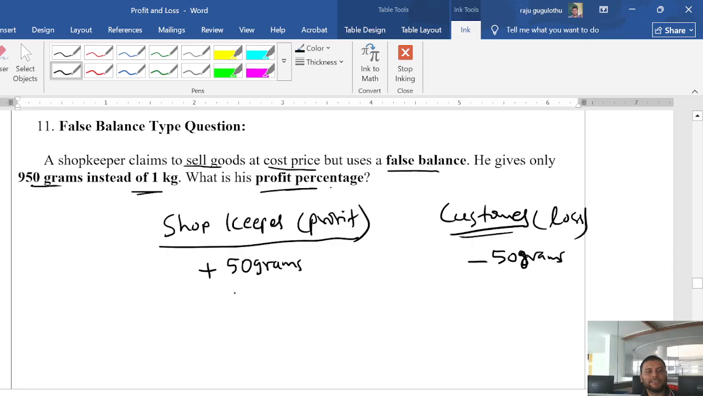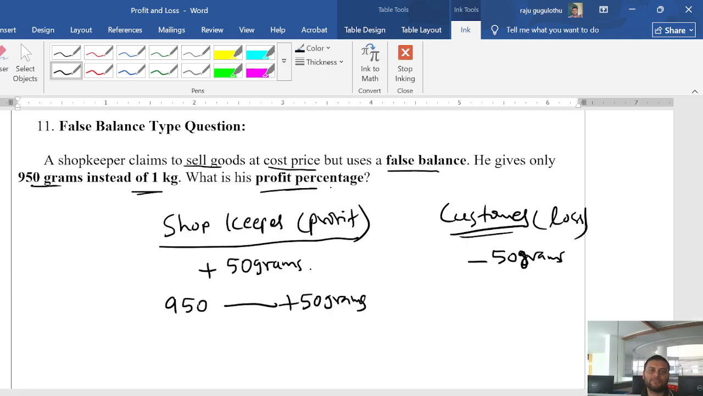Now let us rethink, guys. On every 950 grams, the shopkeeper is gaining 50 grams, because if you go to the shop, he will be giving you 950 grams but will be taking the amount for 1000 grams. So clearly the shopkeeper, on every 950 grams, is gaining 50 grams.